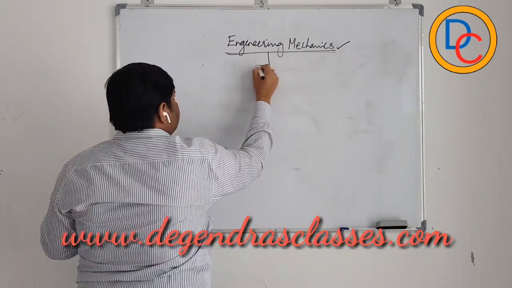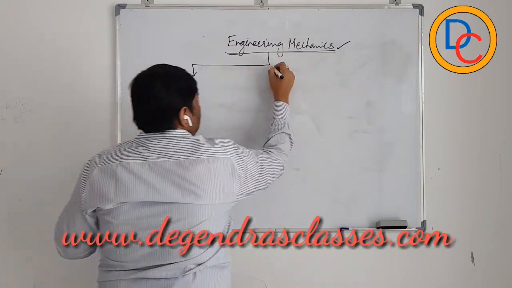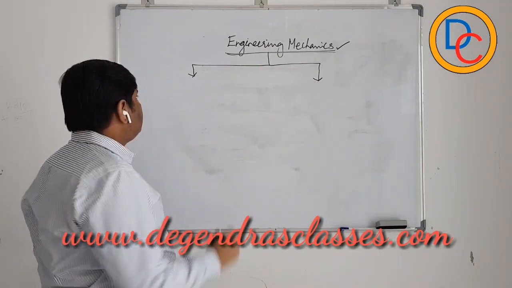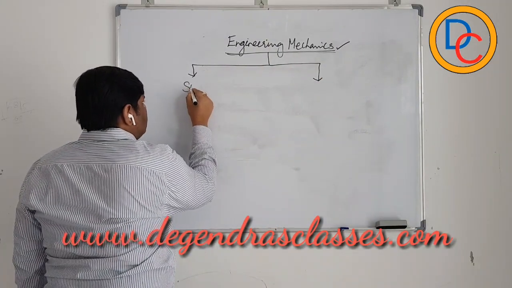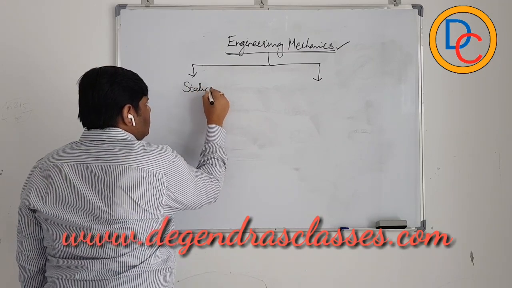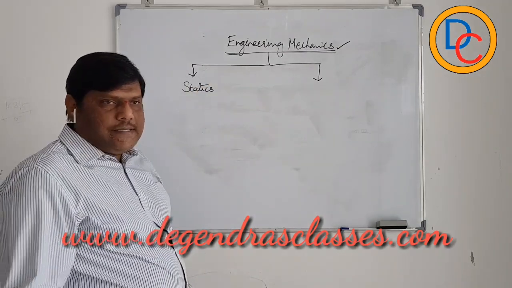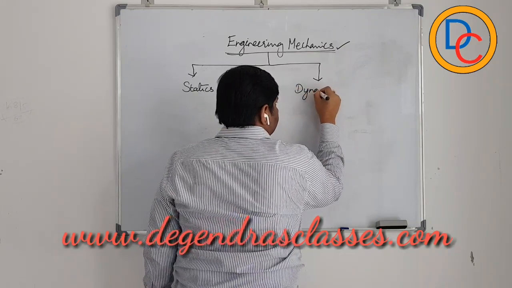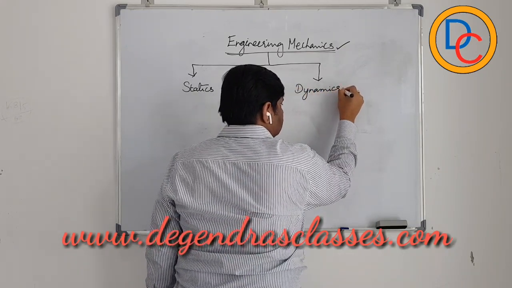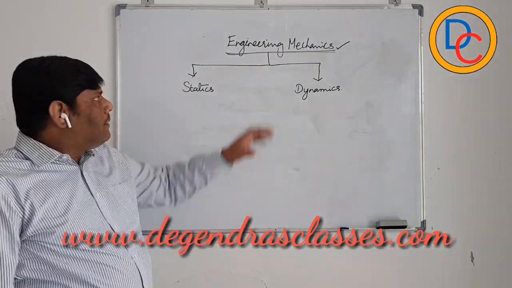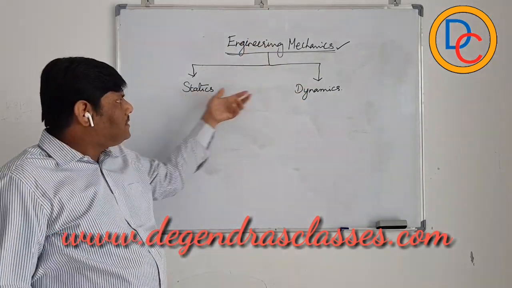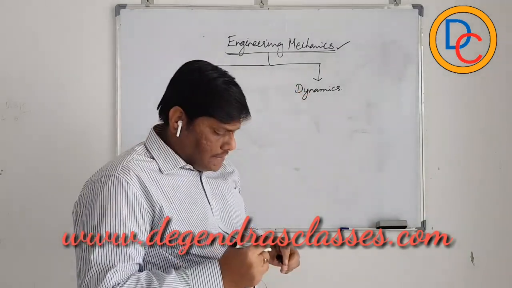Engineering mechanics we can classify into two parts. The first one is statics, and the second one is dynamics. So, engineering mechanics can be classified into two parts: first one is statics and second one is dynamics.